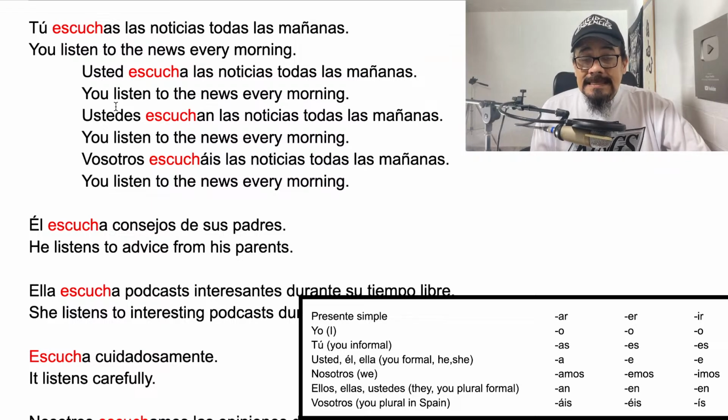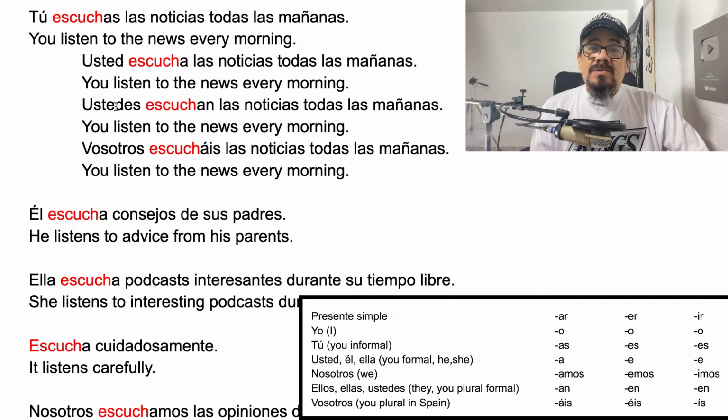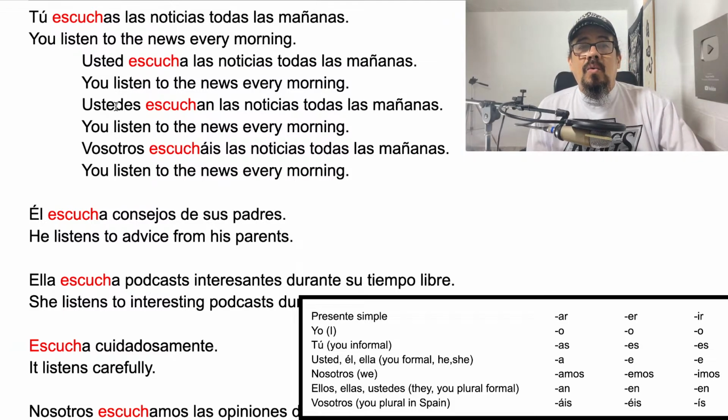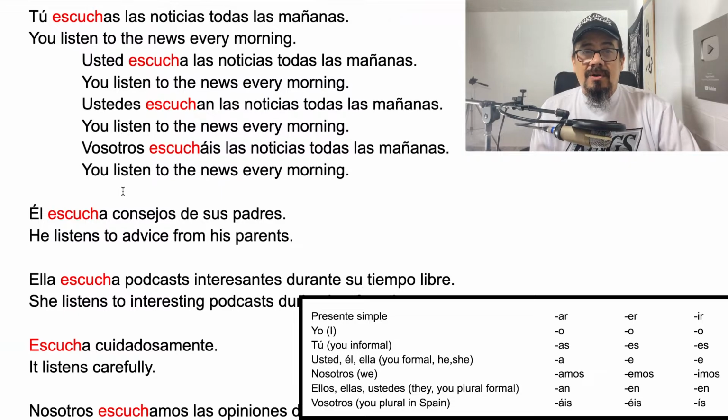Tú escuchas, singular, informal, close relationships. Tú escuchas las noticias todas las mañanas. You listen to the news every morning. Usted escucha las noticias todas las mañanas. Singular, formal. Ustedes escuchan las noticias todas las mañanas. Plural. You listen to the news every morning. And vosotros escucháis las noticias todas las mañanas. You listen to the news every morning.